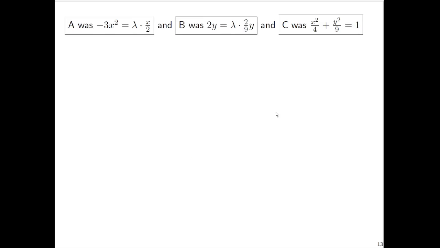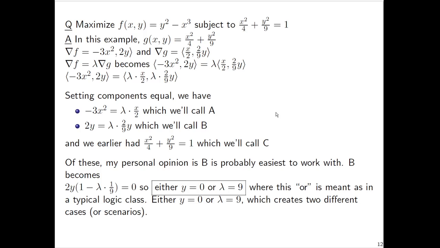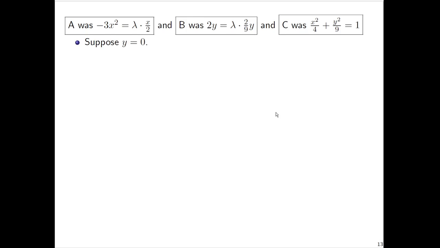We don't know which. Oh, by the way, here are just the equations that we started with for reference at the top, being called A, B, and C. So we'll take the two cases, right? Again, it was y is 0 or lambda is 9. So what if y is 0? Then what happens? Well, then the C equation has the term y squared over 9 drop out to be a 0. So then x squared over 4 equals 1 becomes x squared equals 4, square root both sides, you get x equals plus or minus 2.